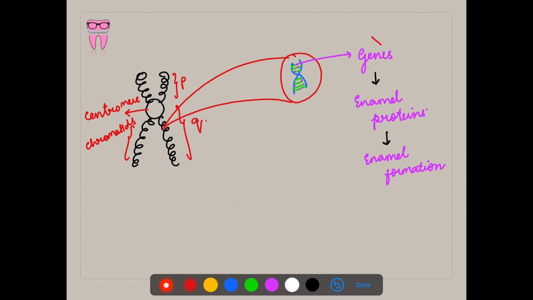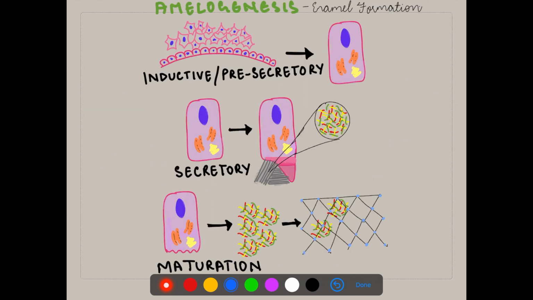Any defect or any mutations in the genes can cause abnormal enamel protein formation, which automatically results in abnormal enamel formation or certain defects in enamel. So, this is a brief explanation of how genes affect enamel formation. Okay, now before I discuss the different types of genes which are involved in enamel formation and mutations within which can cause amelogenesis imperfecta, let me first brush up the topic amelogenesis. In order to understand amelogenesis imperfecta, you need to have a clear picture of amelogenesis or process of enamel formation.